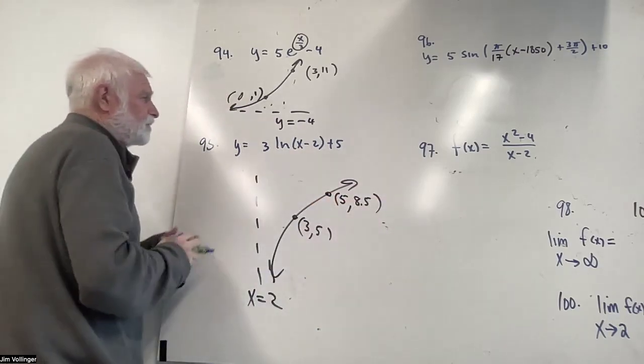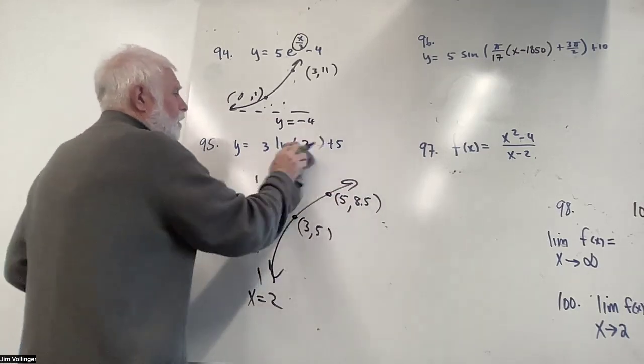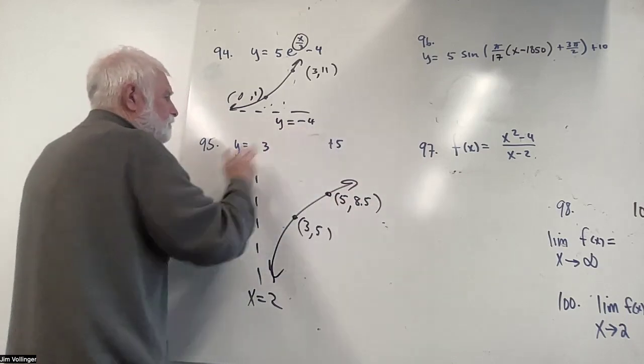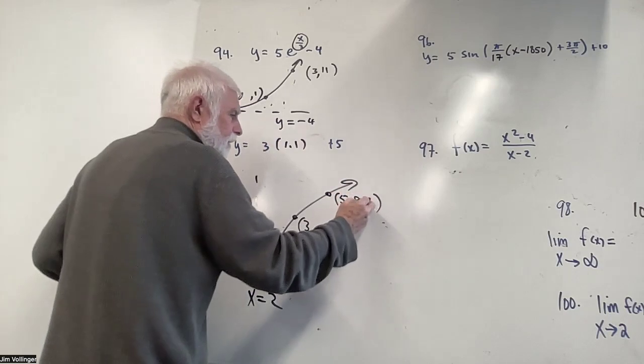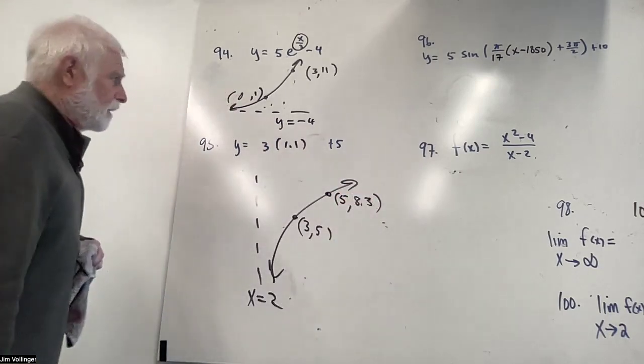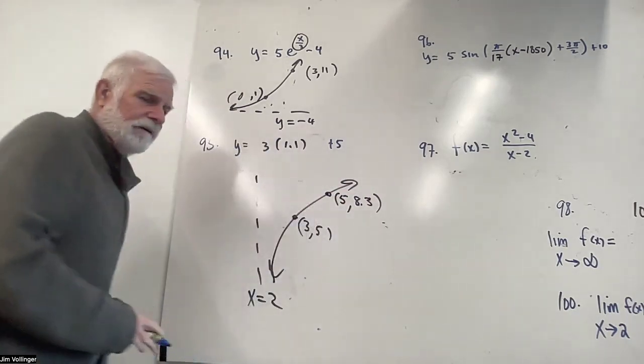5 minus 2 is 3. What's the ln of 3? 1.1, so I just made a careless error. Nothing new there. 8.3. Okay, a little more time needed. Go back to the original, see what I wrote. I don't even remember, but that's the graph.